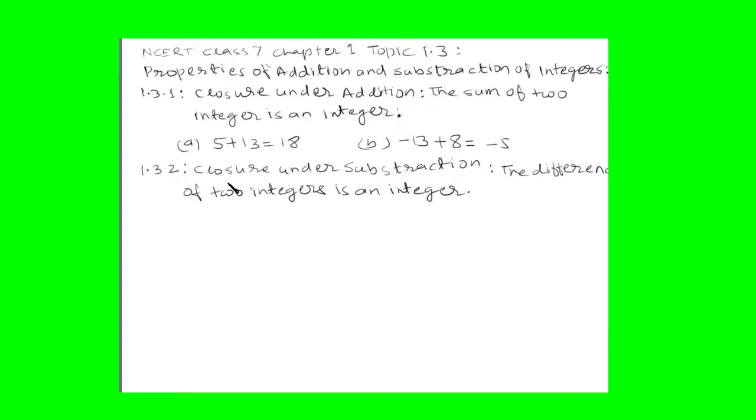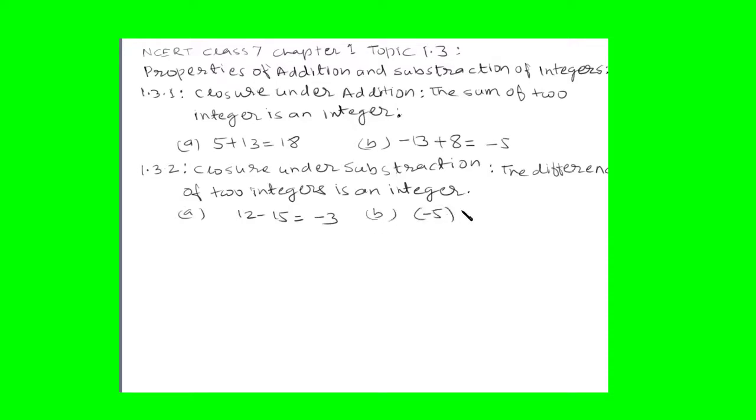Topic 1.3.2 Closure under subtraction. The difference of two integers is an integer, and the examples are 12 minus 15 equal to minus 3. 12 is an integer, 15 is an integer, and their difference is also an integer, which is minus 3. We go to one more example.